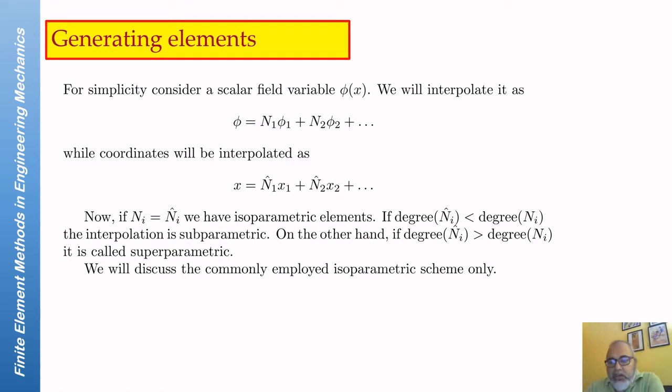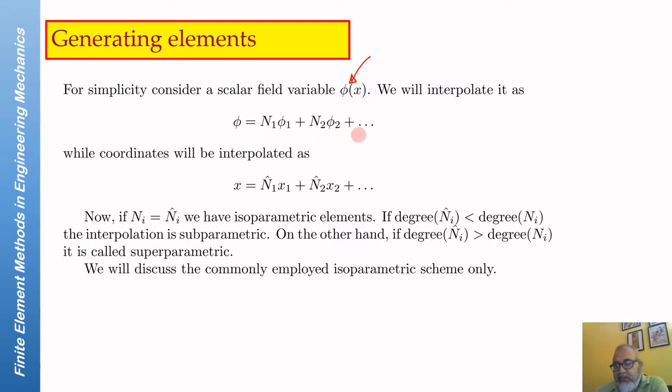So we are looking at modern strategies for generating elements, or generating shape functions and strain displacement relationships in elements. Suppose we have a scalar field variable phi of x. For simplicity, assume that we are just dealing with this, and then we will interpolate it as phi equal to n1 phi 1 plus n2 phi 2 and so on, depending on how many nodes your element has.